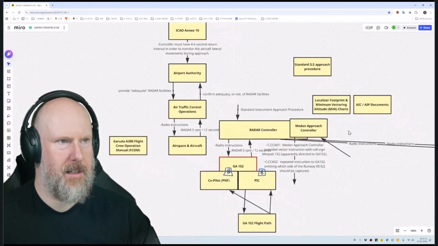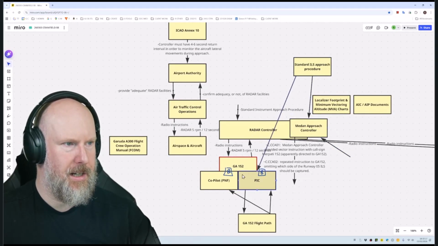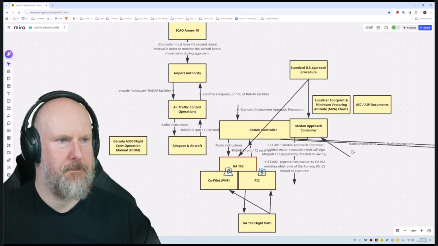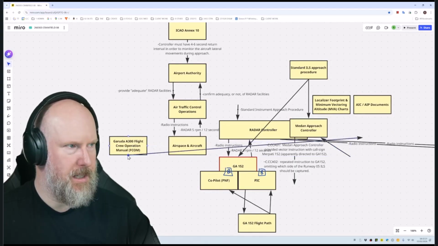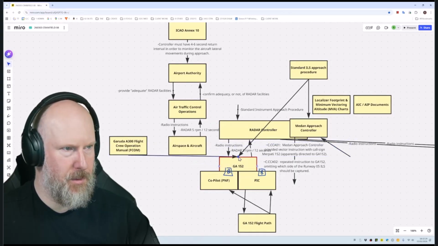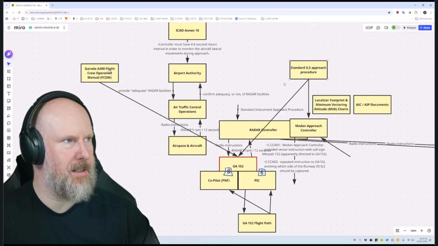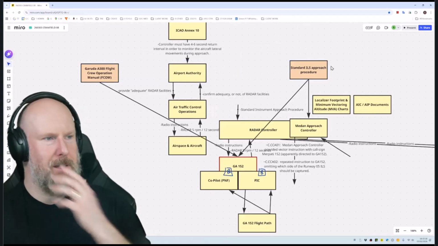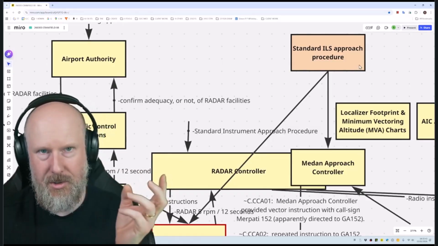We've got the standard ILS approach procedure, so let's put an arrow from there to the approach controller, an arrow there to the crew of GA152, and then let's put another one of those arrows from the Garuda A300 flight manual to the crew of that aircraft. So I'm just going to put those out of the way. In fact, I probably shouldn't be so cruel to confuse everybody, so I'll make them orange. There we go. We know that they're not controllers in the formal sense, they're just documents.